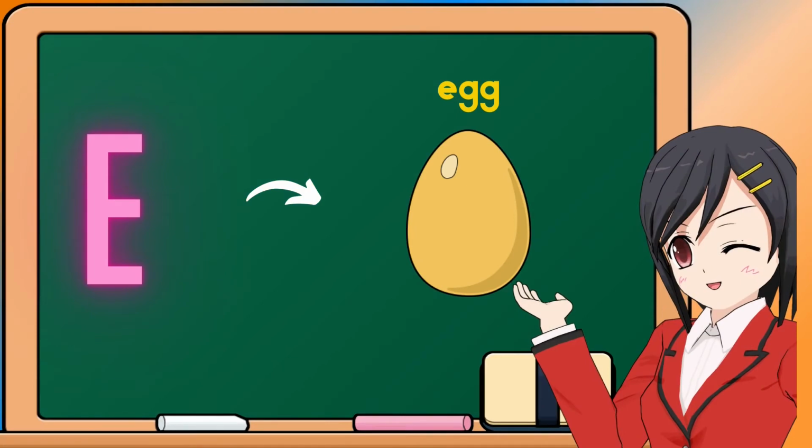Let us name some objects that begin with E. And the sound of E is E. Again, E. And E is for egg. E, E, egg. Again, repeat after me. Egg. E, E, egg.